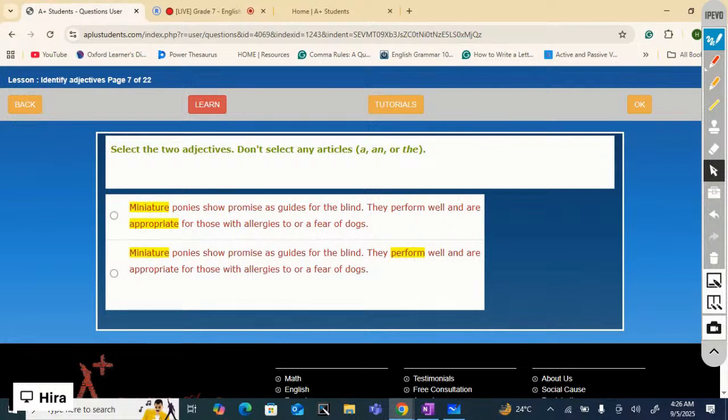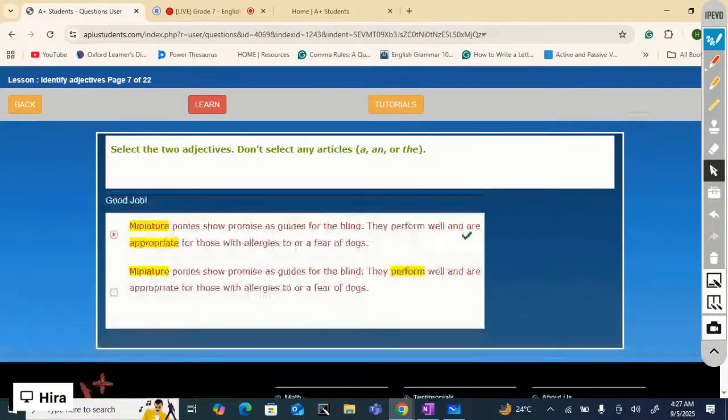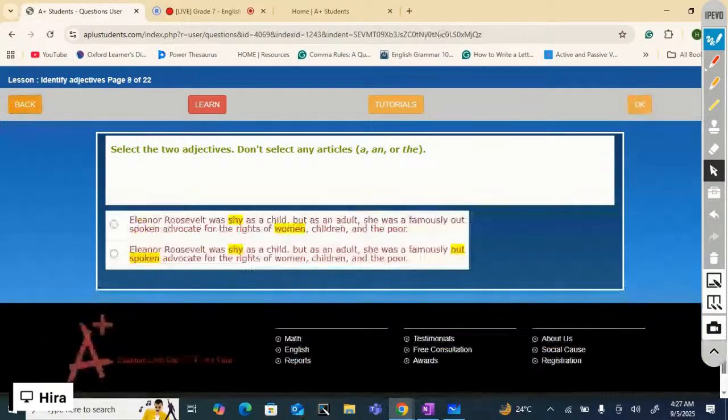We know perform is a verb, so this is wrong. Miniature, yes, it is an adjective, but perform is a verb, so this is not correct. Miniature ponies, miniature is an adjective which describes this noun, and they perform well and are appropriate. Again, another adjective which describes the same noun, so these two are the correct adjectives. I hope you understand and you know how to identify adjectives.